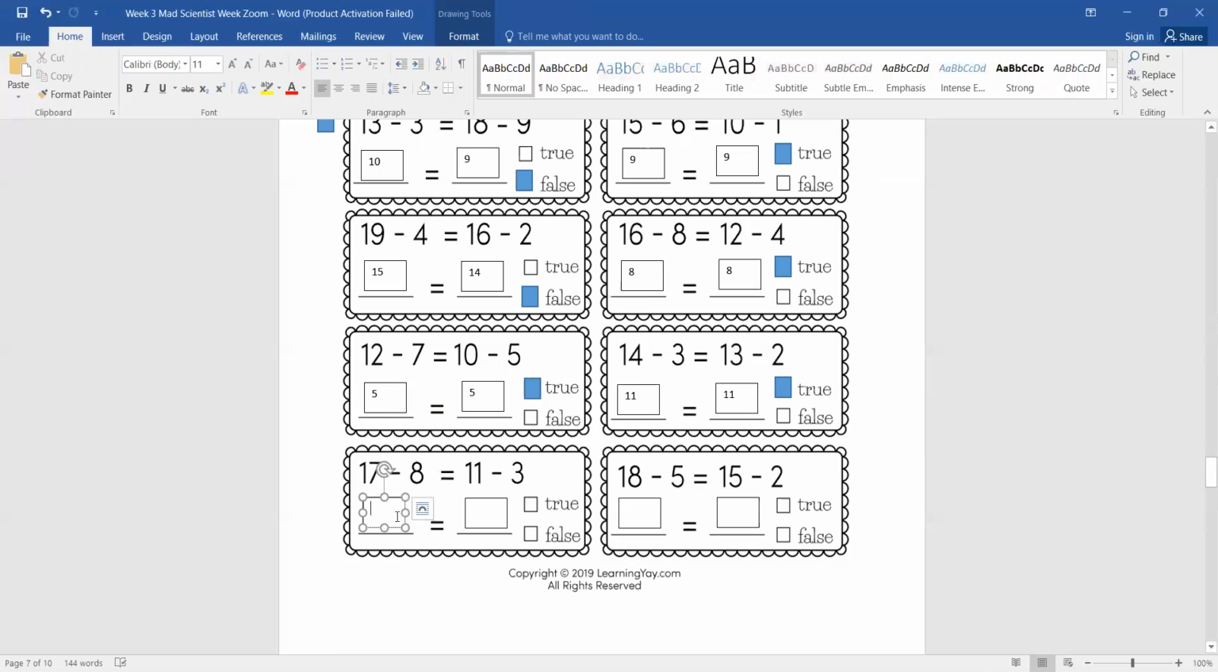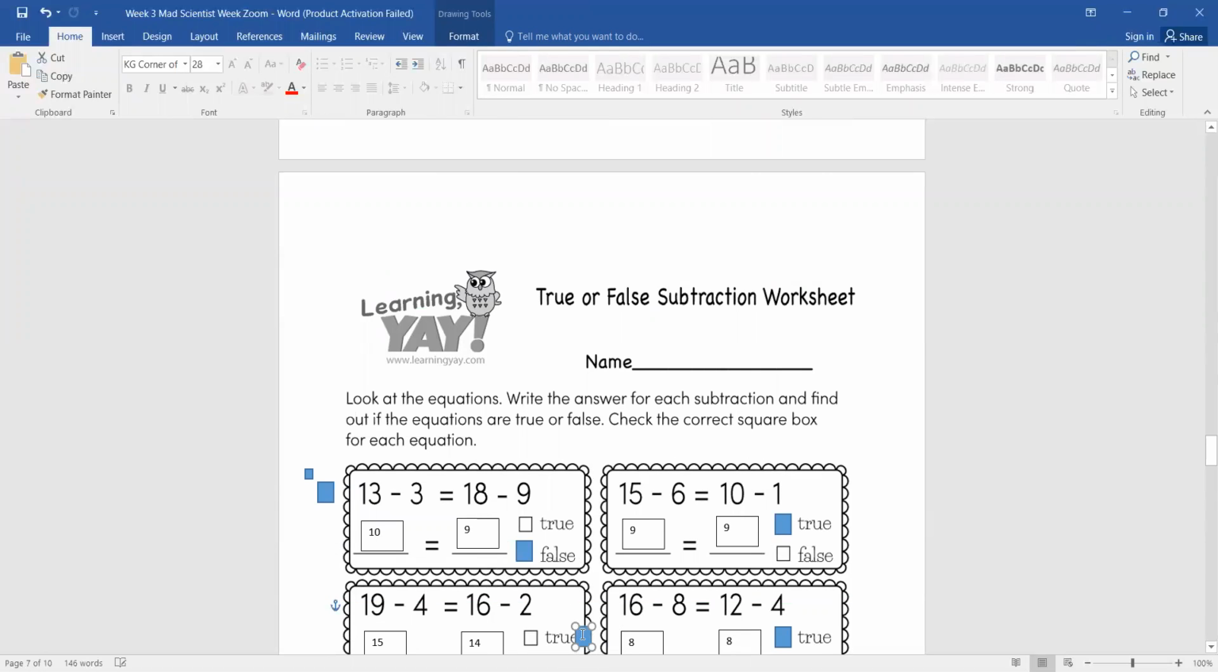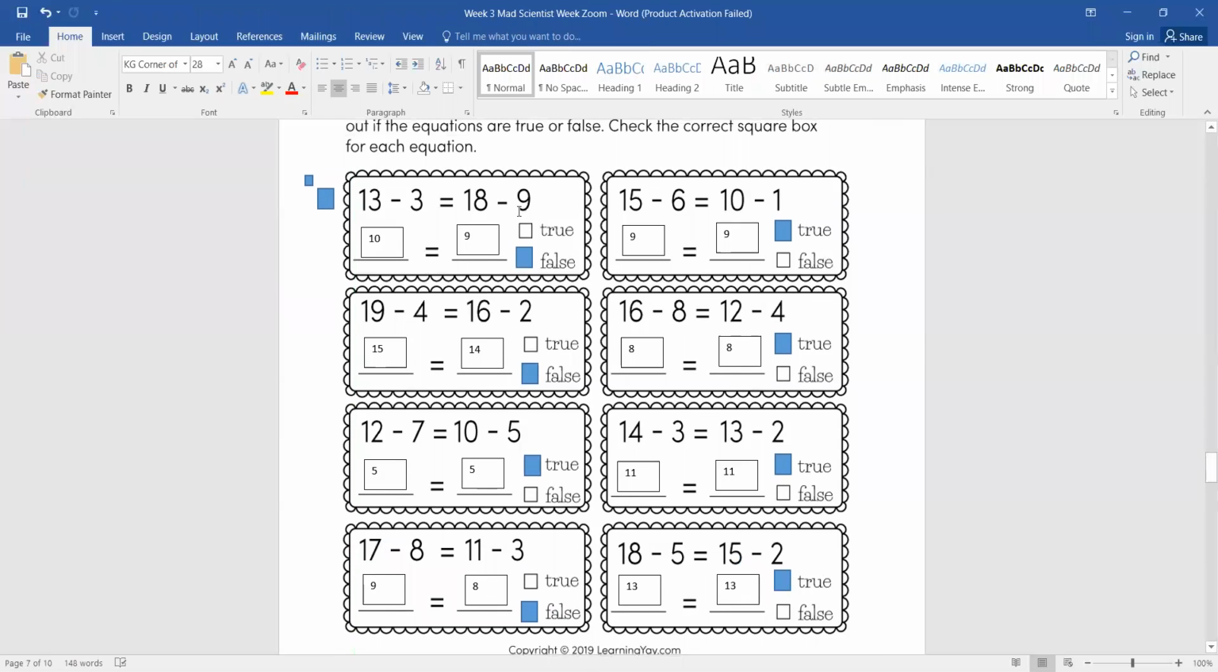17 take away 8 is 9. And 11 take away 3 is 8. So that one is false. Whoop, that one got all the way up there. Moving to the false. Last one. 18 take away 5 is 13. And 15 take away 2 is 13. So 13 and 13, which is true. So let's mark true. All right, so make sure that your answers match this.